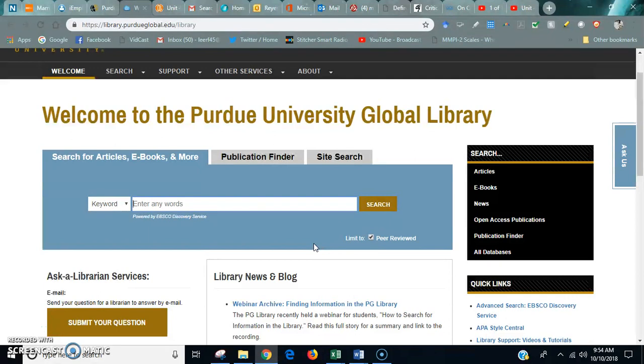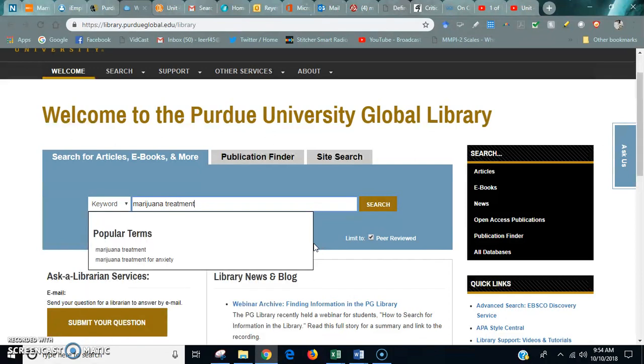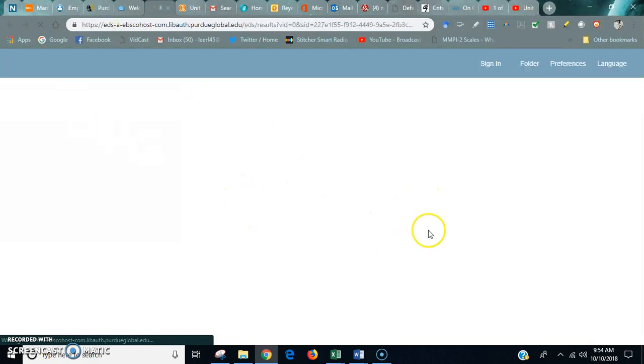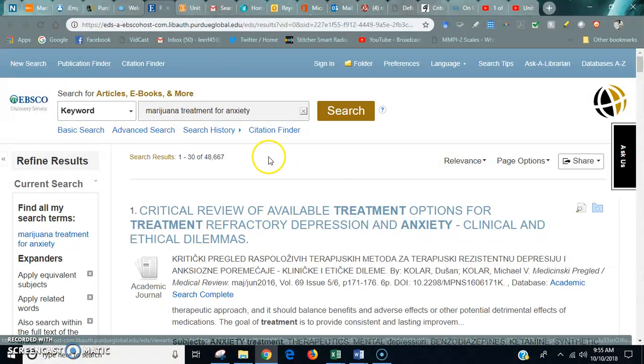Let's see, some keywords that you want to look for are, thinking about, since I teach in the addiction program, let's talk about marijuana, for example. Marijuana and treatment, just for fun. Let's see. Ooh, marijuana treatment for anxiety. That sounds fun. Let's look at that. And notice how I didn't just paint over these keywords. It's just what makes sense. You want these words to be either part of the title or part of what they're looking at.